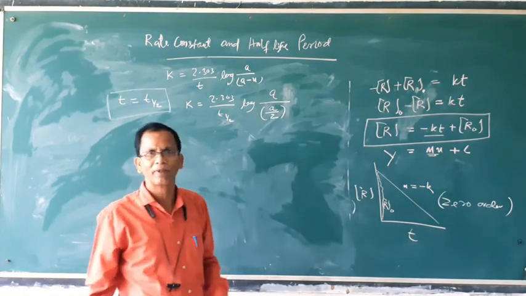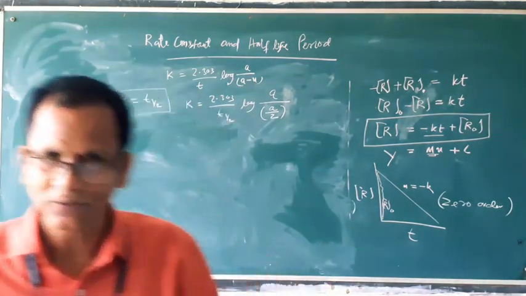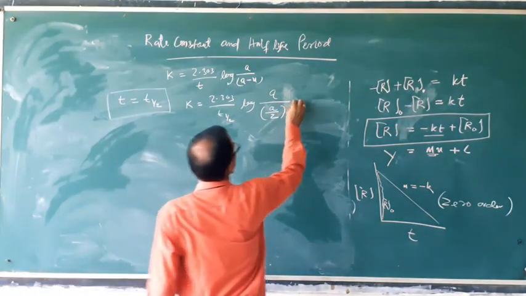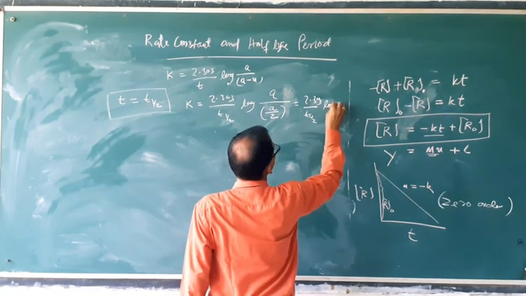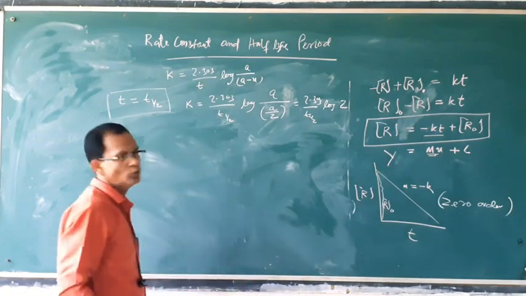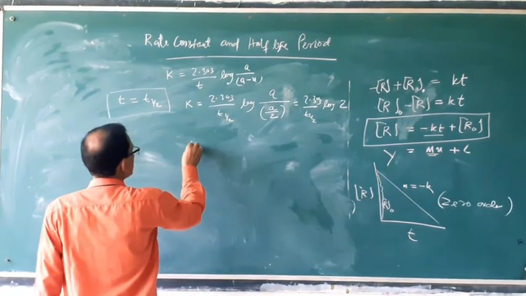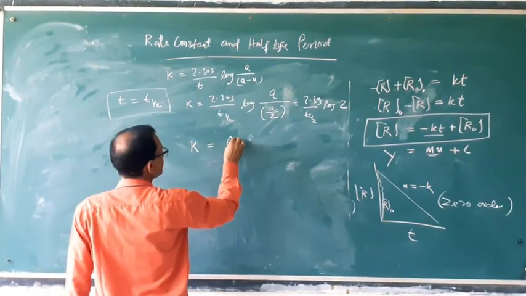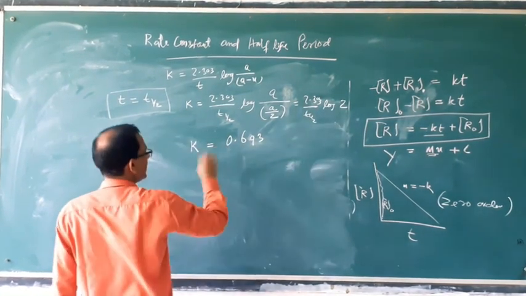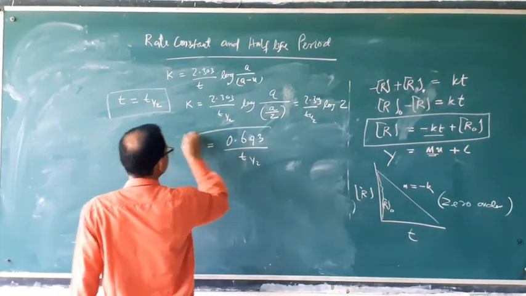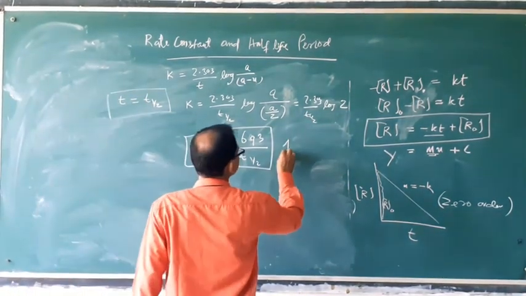Because initial mass is a, a minus x is the mass left. Mass left will always be half of a, because the time is t half. Then it will be 2.303 by t half log 2. We put the value of log 2, which is 0.3010. That means if you put it, the answer will be k is equal to 0.693 (2.303 multiplied by log 2) divided by t half. This is the expression of rate constant for first order.